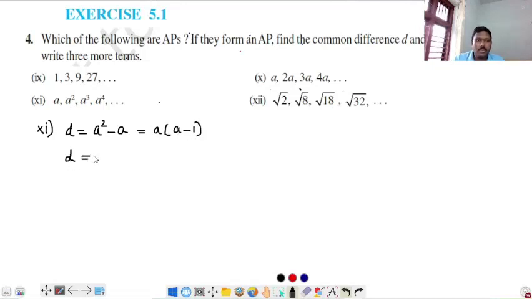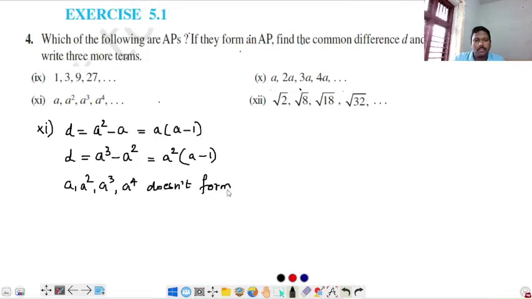Now again we can find the common difference by taking the third term and the second term. So the third term minus the second term: a cubed minus a square. From a cube and a square you can take a square common, so a square into a minus 1. Now you can see these two are not equal. These common differences are different. So you can say a, a square, a cube, a raised to 4 does not form an AP.